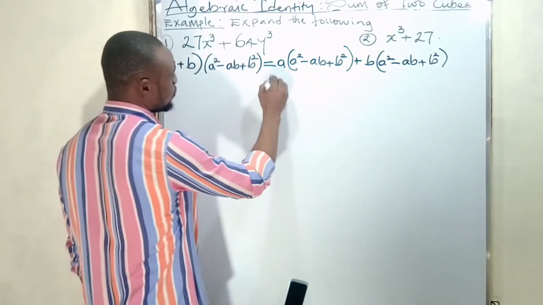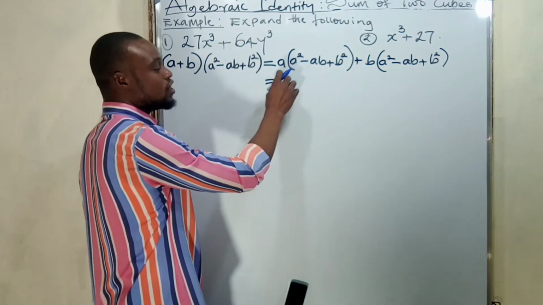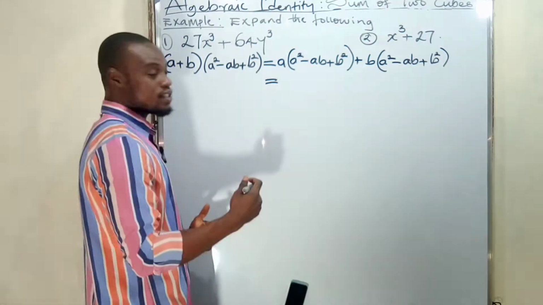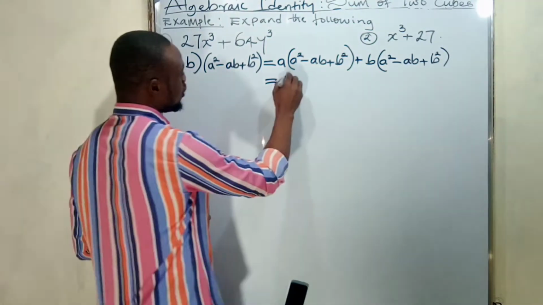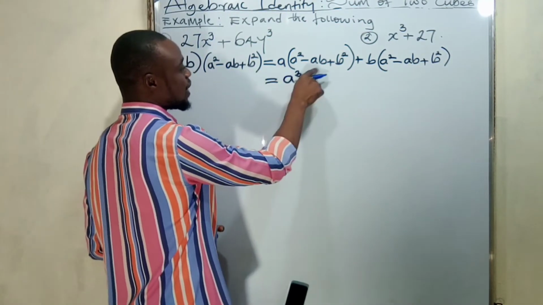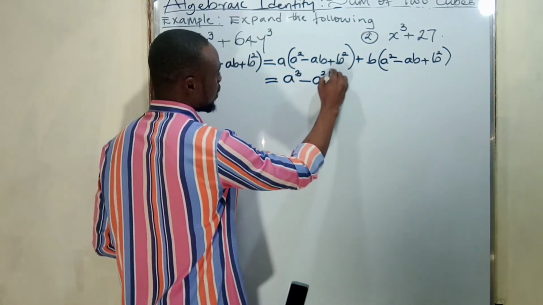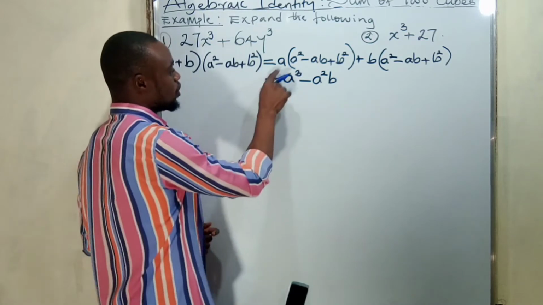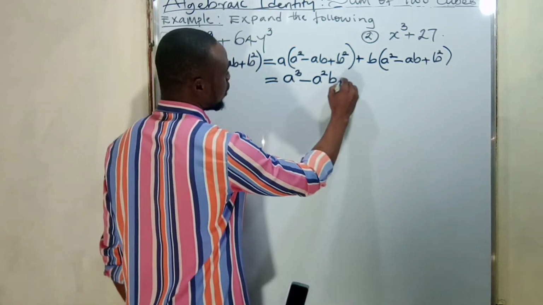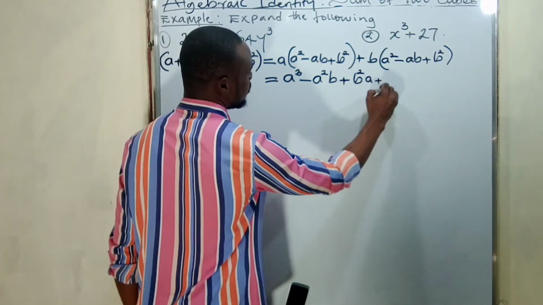So we have now a multiplied by a square; the power is going to increase by just 1. So we have a cube minus a multiplied by ab. By minus ab, we have a square b. Also, a multiplied by what? b square. We have plus b square a. So we're through with this bracket.